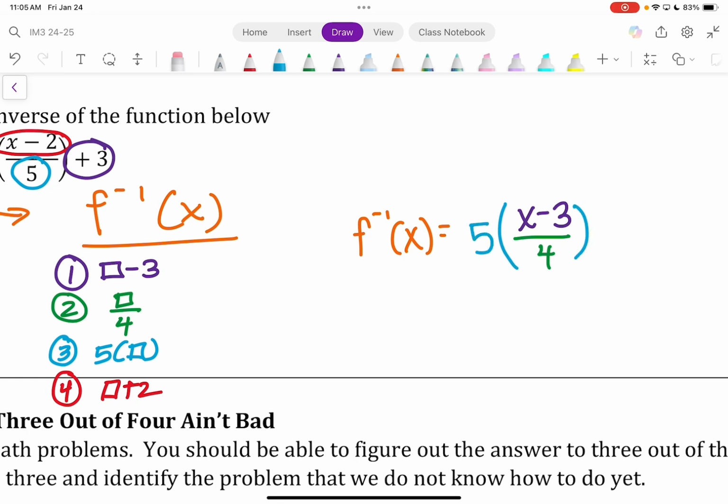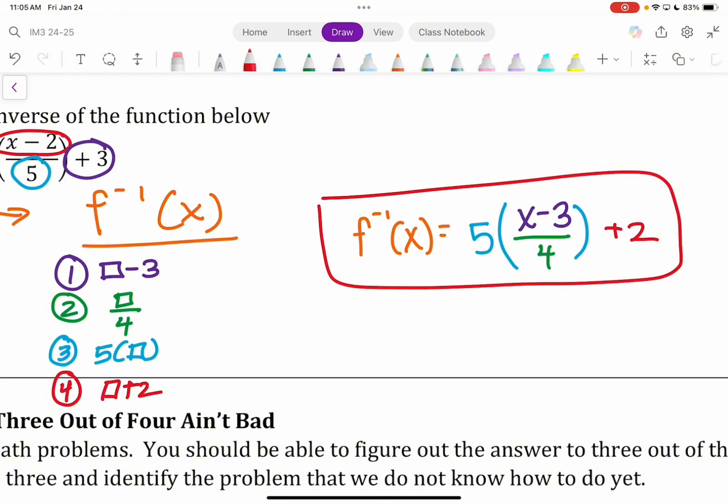Multiplied by 5 is the third step. Plus 2 is your final step. So this right here, this equation that we get is our final solution. Okay. All right. Are there any questions before we move on?